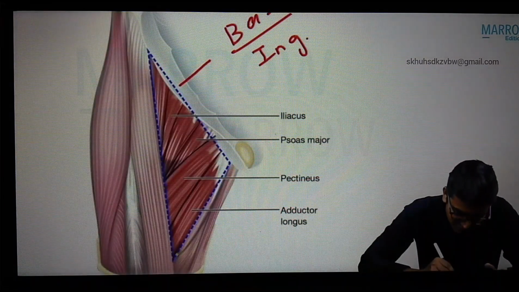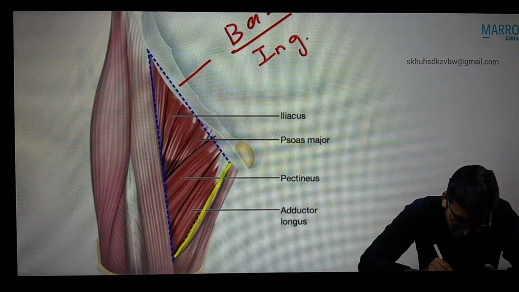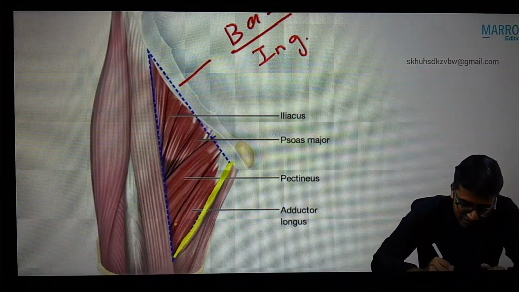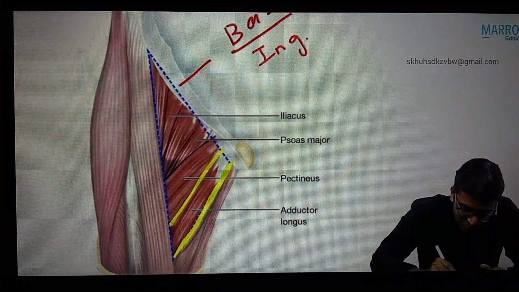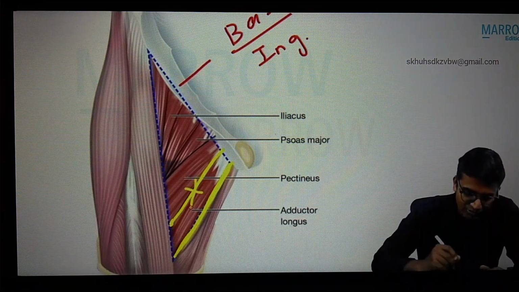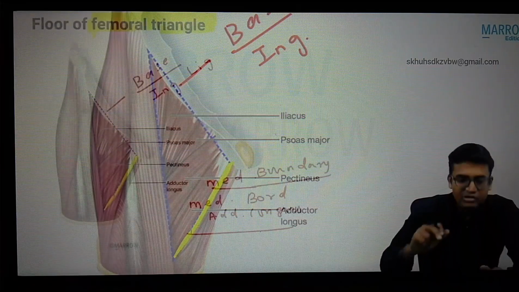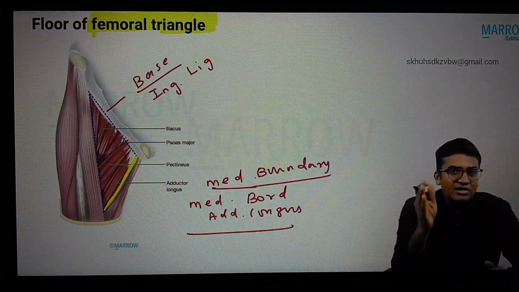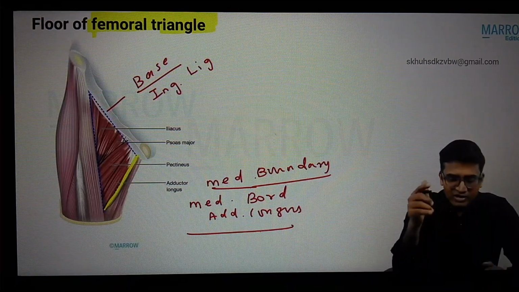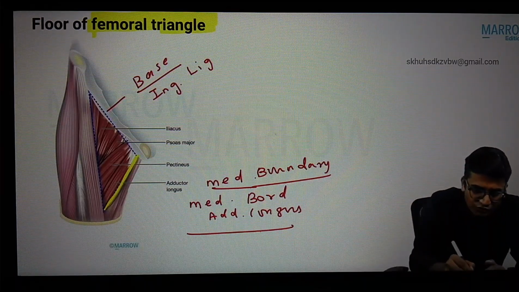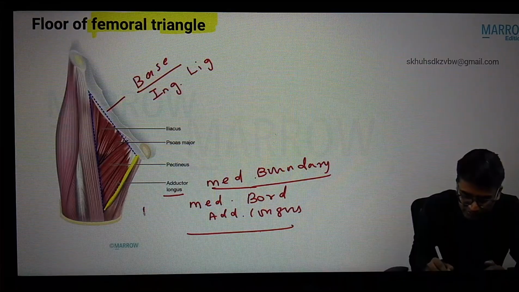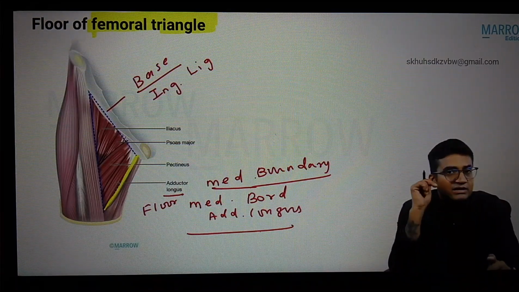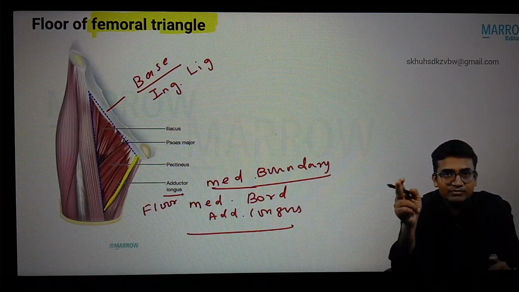Now we draw in the muscle itself. This is the medial border of adductor longus muscle, and that is forming the medial boundary. We are not including the lateral border of the muscle as a medial boundary. This is wrong. We are including the medial border of the muscle as the medial boundary of the femoral triangle. Why, sir? Adductor longus muscle not only forms the medial boundary, it also forms the floor. It is forming the floor and the medial boundary. That is why we are including the medial border of the muscle as a medial boundary.